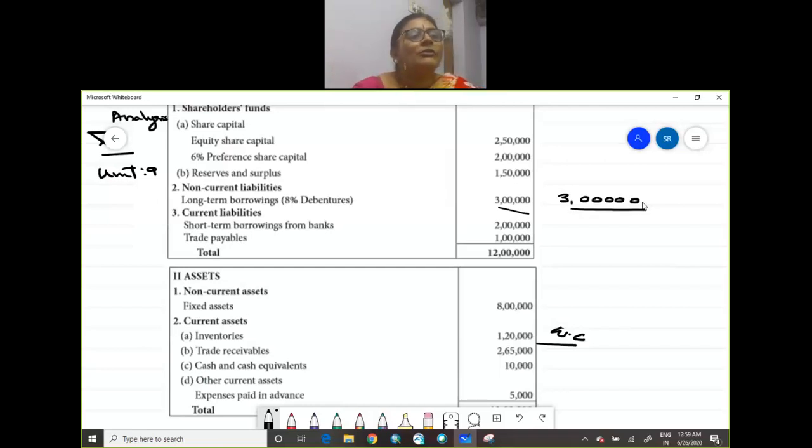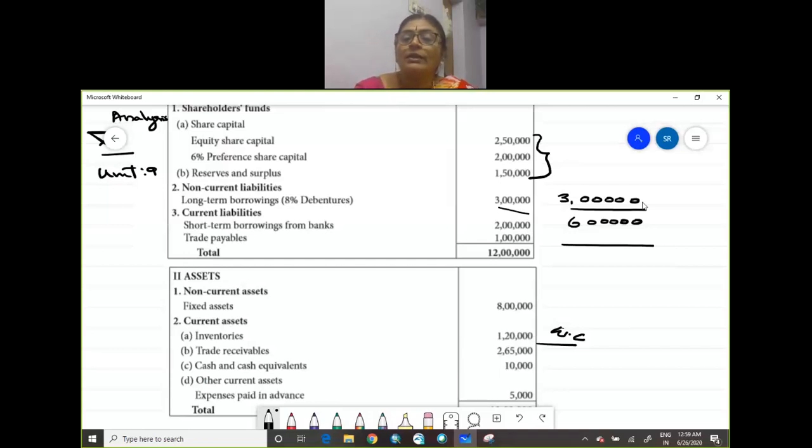And then you have your shareholders fund. Shareholders fund is a combination of your equity share capital, preference share capital and your reserves and surplus. So that comes to 4,50,000, 5 and then 6 lakhs.